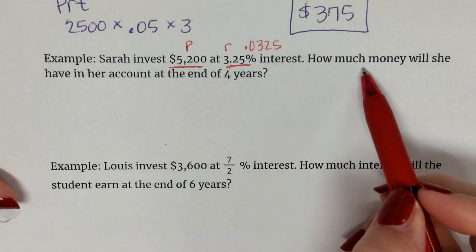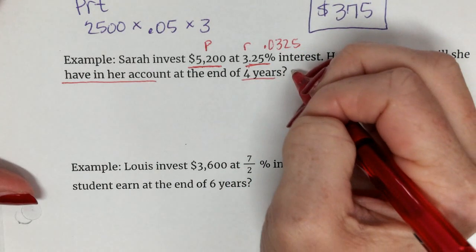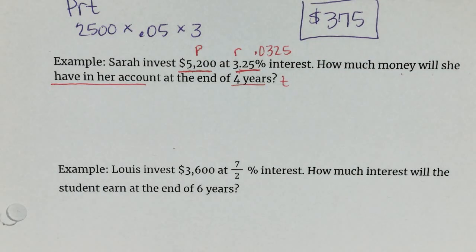All right, how much money will she have in her account at the end of 4 years? So the 4 is the time. Now let's talk about what this question's asking for. Did it ask for how much money she's going to make in interest, or is it asking her total value, like the total amount that's going to be in her account? What is it asking for? The total. So will the formula give me the total? No. I'm going to use the formula, get the answer to the formula, but then I'm going to have to go a step further. Does everybody understand this?